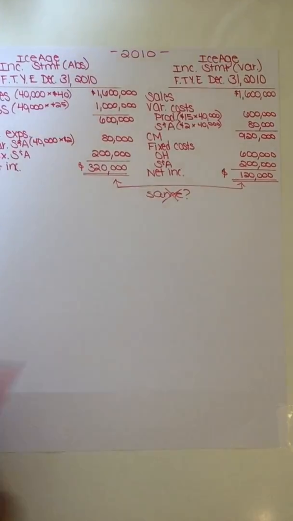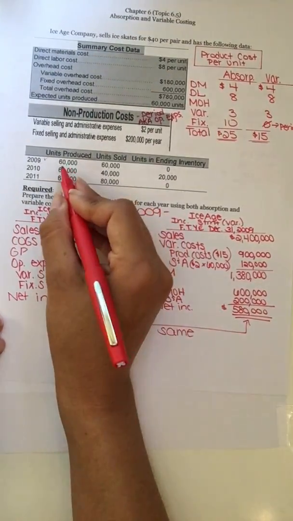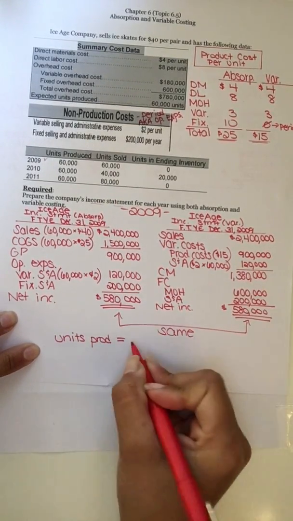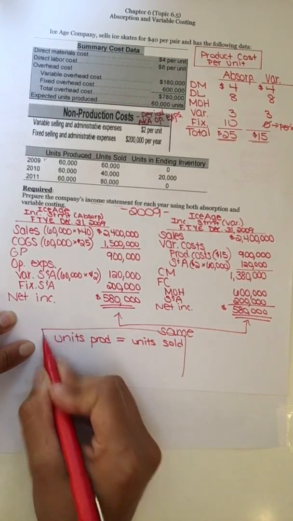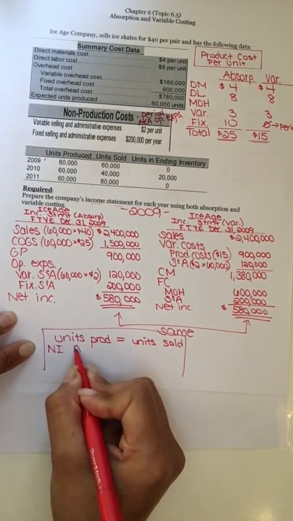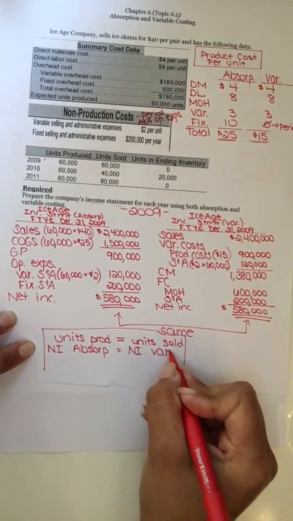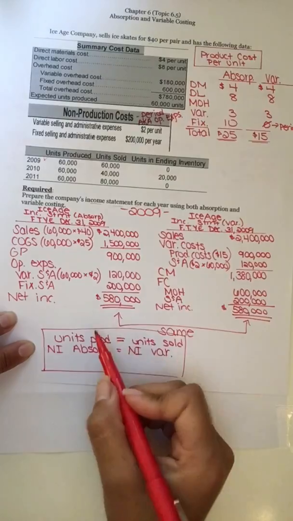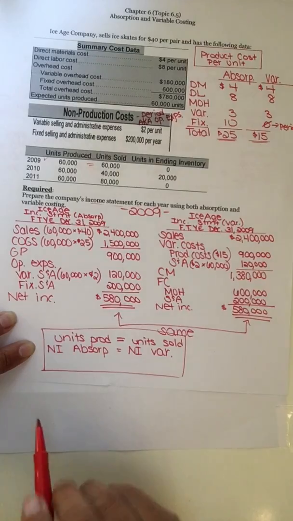So what changed? Well, if we go back to 2009, what happened in 2009 was, if you notice up here, the units produced were equal to the units sold. Only in that situation will net income be the same. Net income for absorption will therefore be the same as net income under variable, only under that scenario. We produced 60,000 units, we sold 60,000 units. They were the same. Therefore, net income under the two approaches is the same.